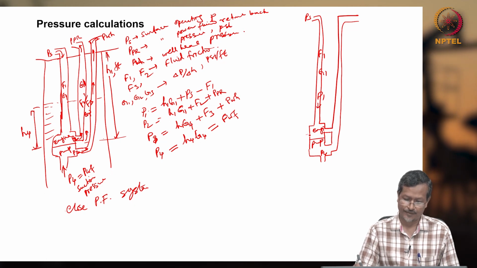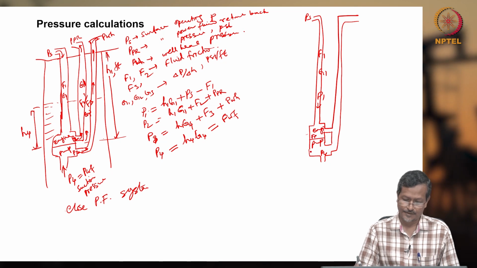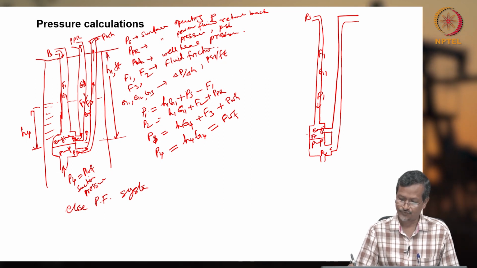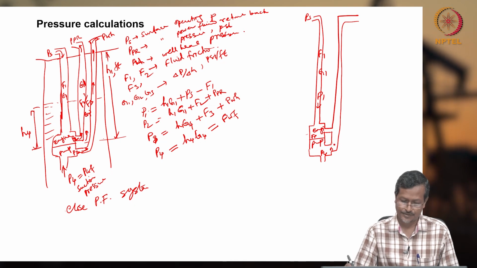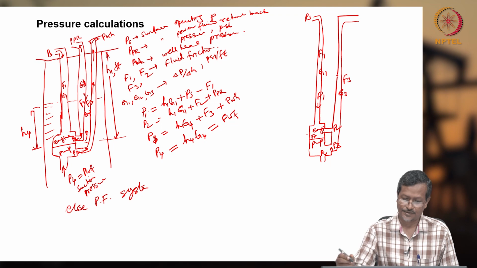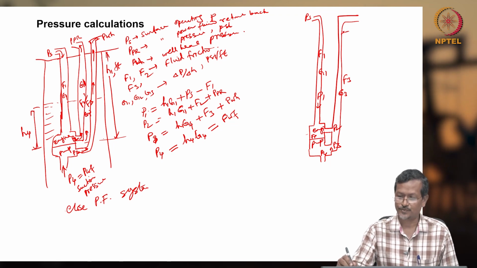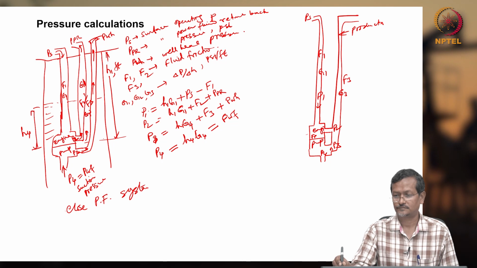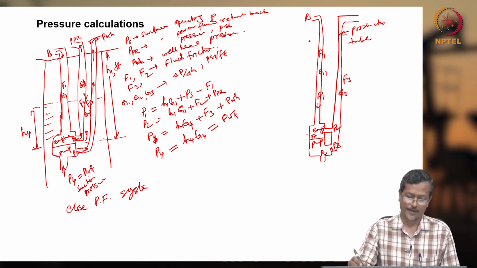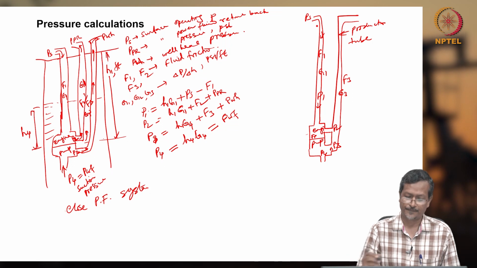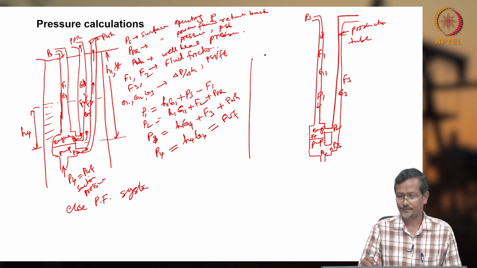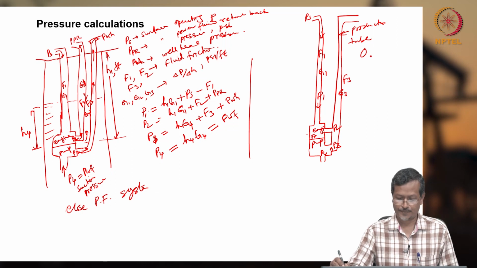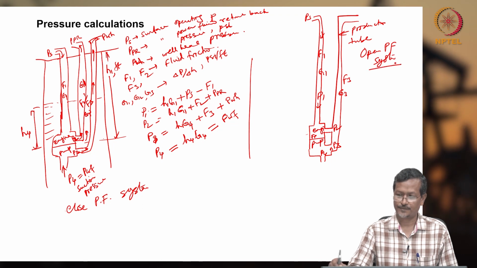This is FP, this is P4 and G4 is here, P3 is here, this is P2, this is G3, this is F3, this is the production tubing. This is the power tubing, power fluid coming here. Now this one is the open power fluid system.